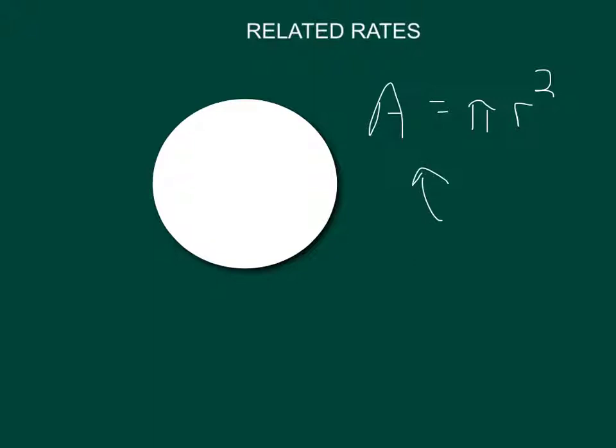This is a direct relationship. As the radius increases, the area will increase as well. It's going to increase quickly because radius is squared in the equation.